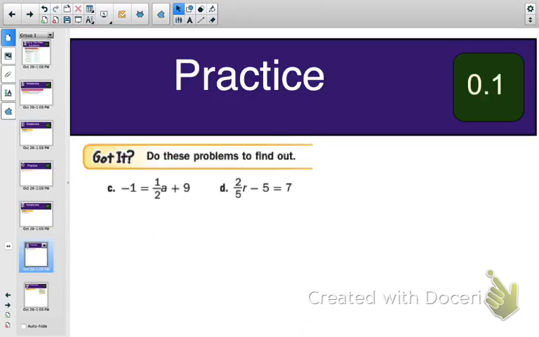Next, I'm going to let you guys try this, okay? So go ahead and pause this, and we will reconvene after you're finished. Okay, go ahead and pause this in 3, 2, 1, pause.